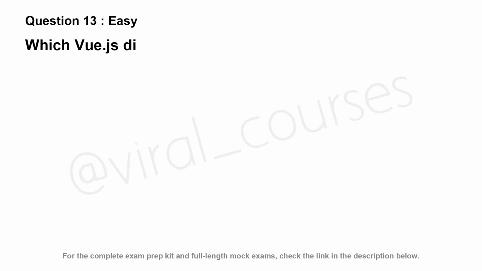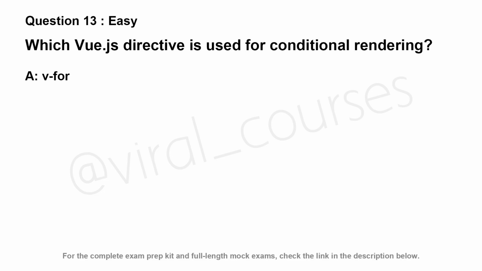Which Vue.js directive is used for conditional rendering? Option A, v-for. Option B, v-bind. Option C, v-if. Option D, v-model.